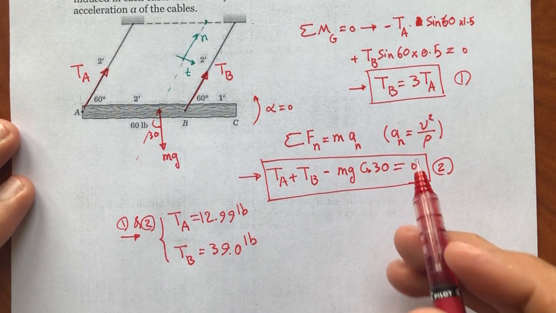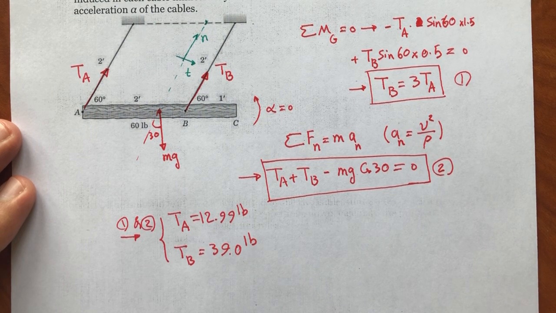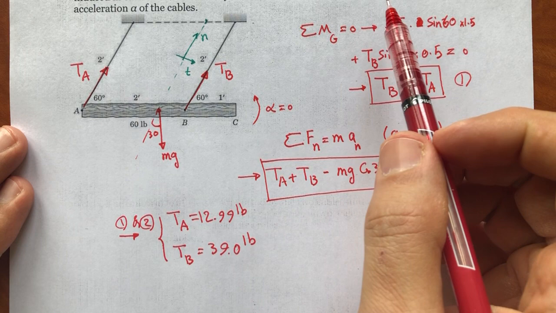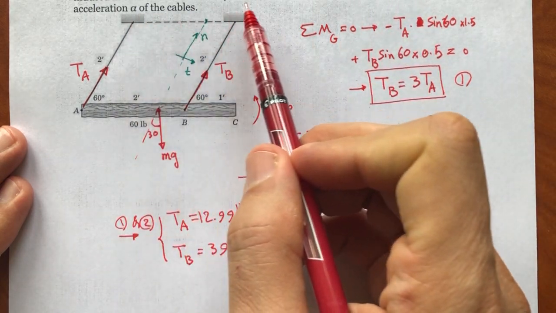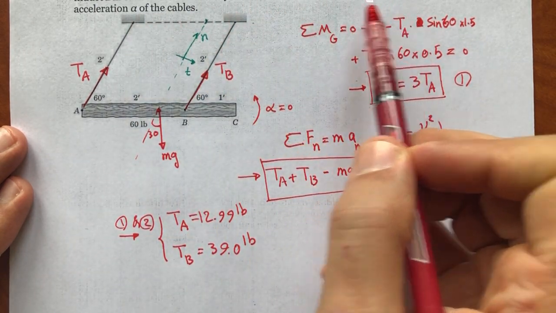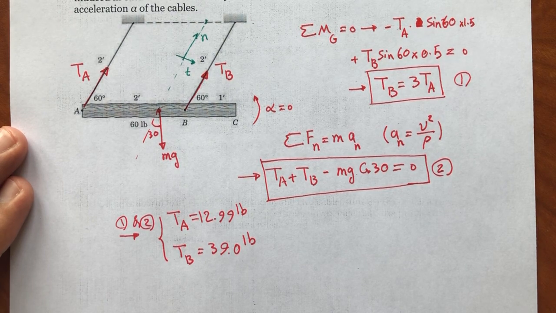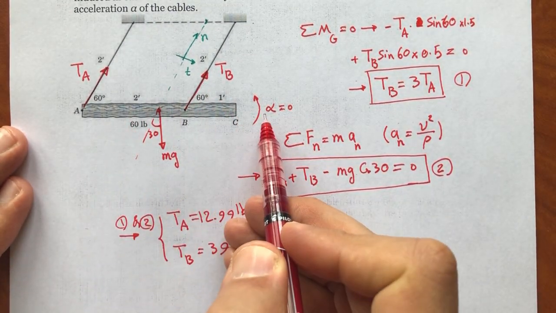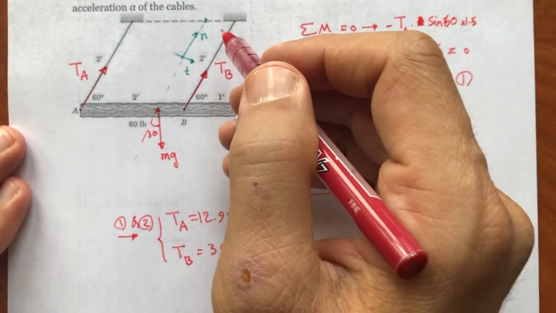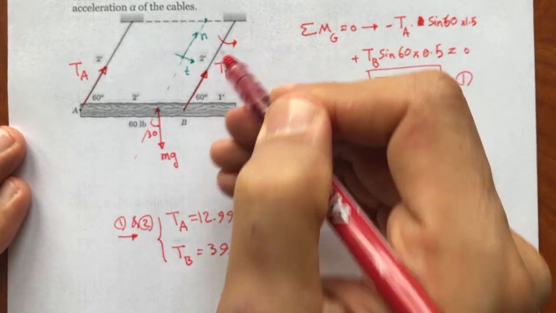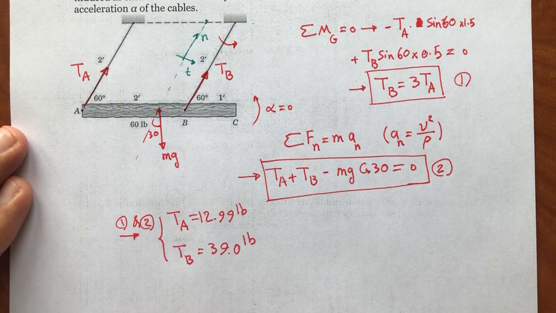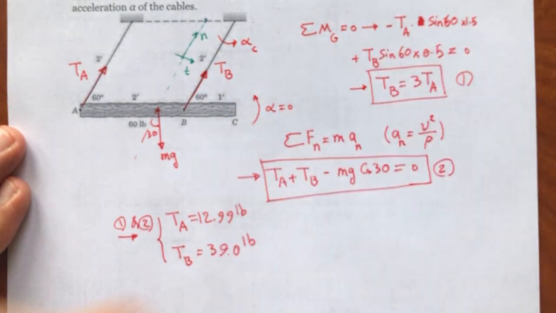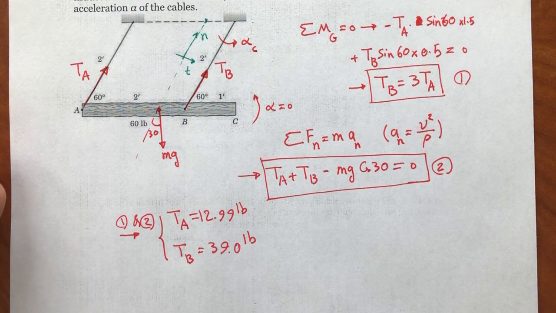The question is asking about something else as well. We need to find the tension and also angular acceleration of the cables. So angular acceleration of the log is 0, but it doesn't say anything about angular acceleration of the cables. The cables are rotating, right? I'm going to call angular acceleration of them alpha c. How can I find that?